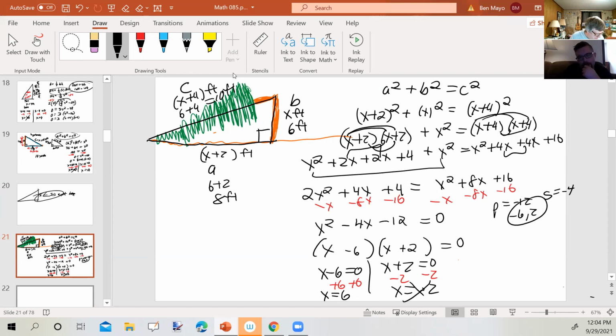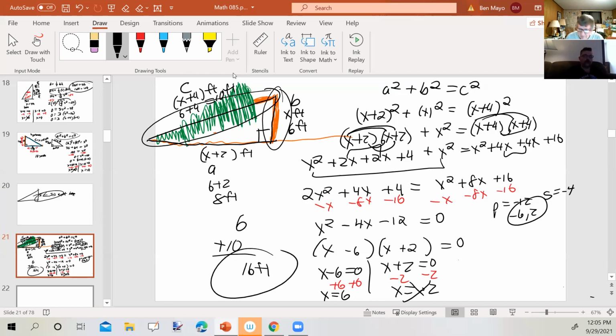Now, let me read the directions again. It says a tree was blown over in a windstorm. Find X, okay? So X is 6 feet. Then find the height of the tree when it was standing upright. So what have we got? We've got this piece plus that piece, which would be 6 plus 10, so 16 feet.